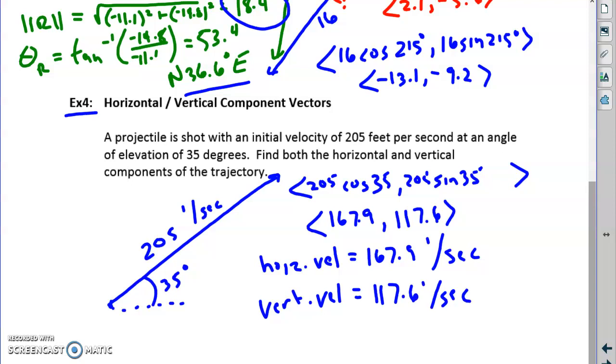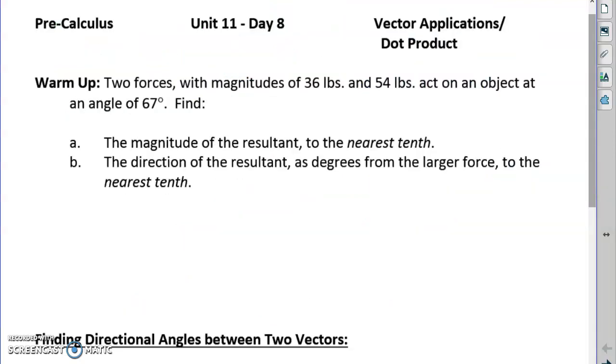Don't stop at the component form. That's how you do it, but you have to complete the question. What's the horizontal and vertical velocity? All right, that wraps up day 7. Let's simultaneously jump into day 8. Let's start off with a nice force vector warm-up.